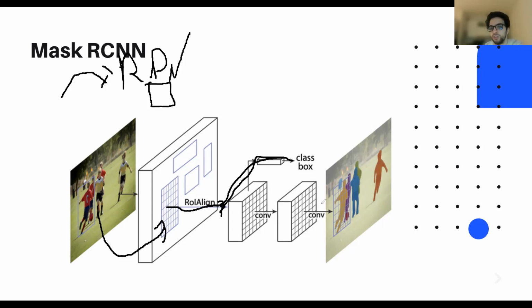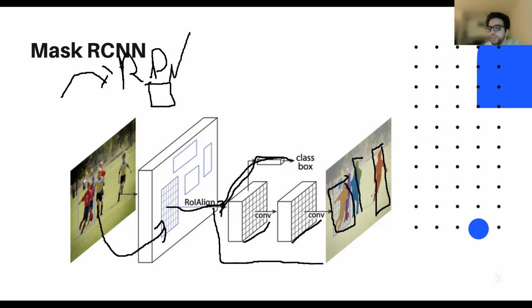Now here, what we're going to do is send it through a couple of convolutional layers that will give us the mask for only this object, right? Of course, another one will be used to give us the mask for this object, another one for this object, and another one for that object. And this will give us the masks for the whole image.